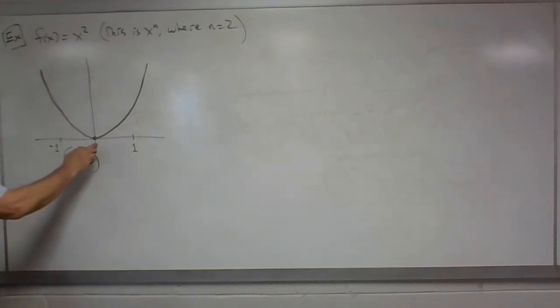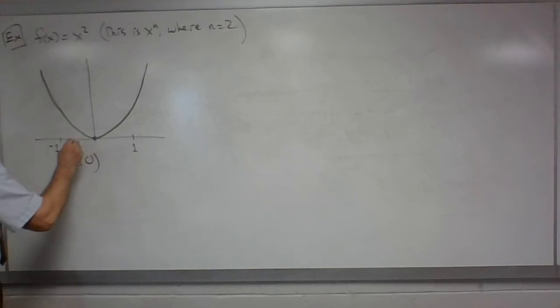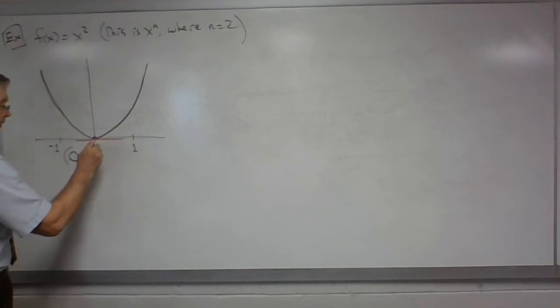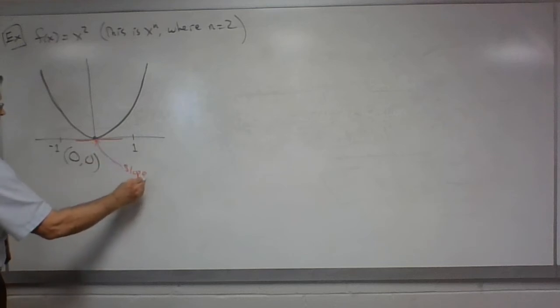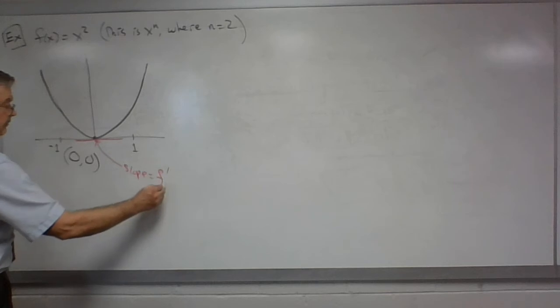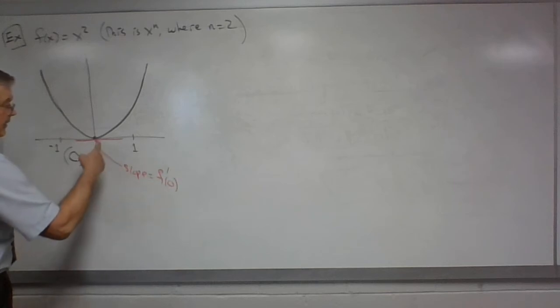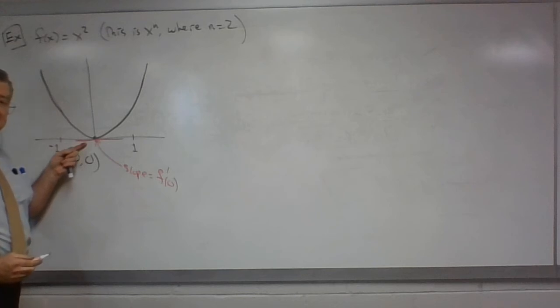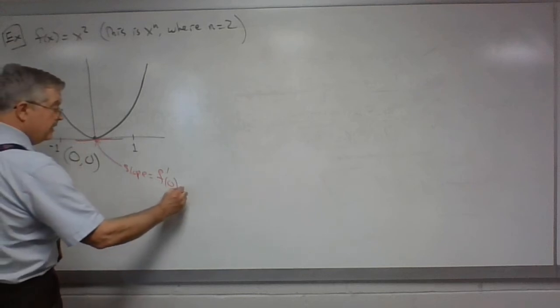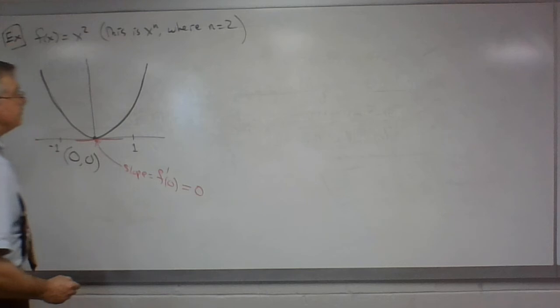Here at the point 0, 0 on the graph, this is what the tangent looks like. The slope is the derivative f evaluated at 0. And this is a horizontal line, isn't it? So the slope equals 0.